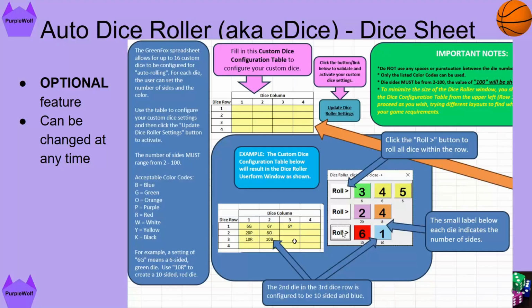Similar with the dice feature, if you want to set up PurpleWolf to roll dice for you, you can set up to 16 dice, 4 rows of them, and each dice can have 2 to 100 sides and all these different colors. So that's an option. I don't show it here, but there is also a way to set up what I call custom dice, which don't have all numbers on the sides, but it can have letters or words or some pictures or blanks. So if you want to set up a special dice like that, that's also available. But again, 100% optional feature.